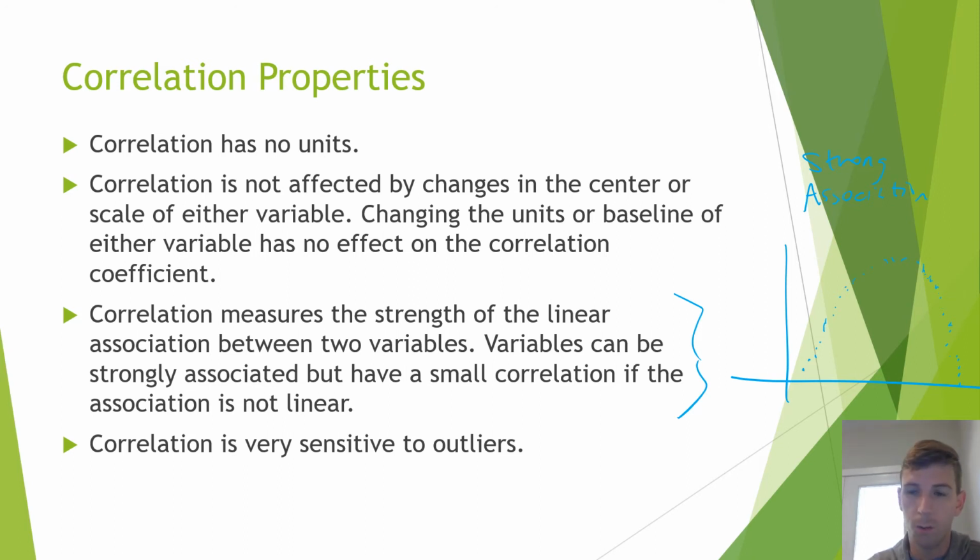Okay, so if you were to calculate a value of R here, which you shouldn't do because it's not linear, you would get a very small value of R and think it's weak. Well, it's a strong association, but yes, it is a weak or no correlation because it's not linear. And as I said already on the previous slide, it is very sensitive to outliers just because of the way we calculate it with those z-scores.